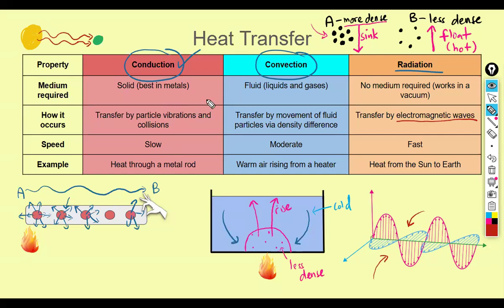So just one thing I want to update here. Medium required, yes. Everything here: how it occurs, the speed, an example. Radiation is actually the fastest. Radiation actually travels at the speed of light, okay? Convection is moderate and conduction is very slow. Take down everything. I hope it makes some sense and let me know when you are finished.